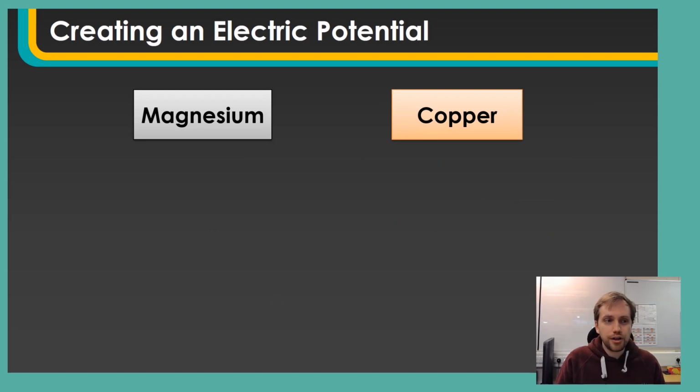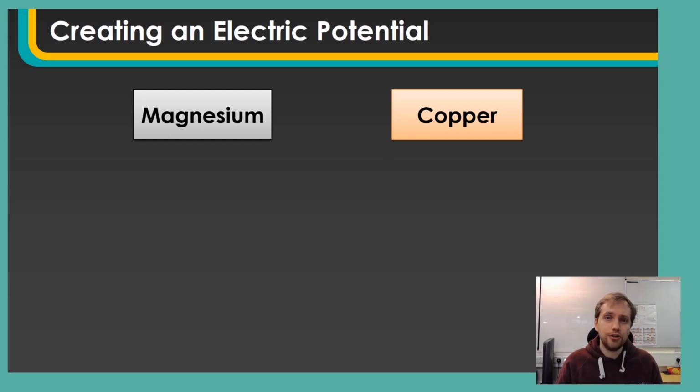So we're going to try and create a voltage between 2 bits of metal. The 2 bits of metal that I've chosen are magnesium and copper. The reason why I've picked those 2 metals is there's quite a big difference in the reactivity between them. Magnesium is quite high on the reactivity series and copper quite low. So because of that, I'm able to create an electric potential, or a voltage, between them.